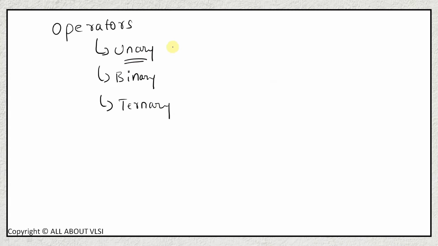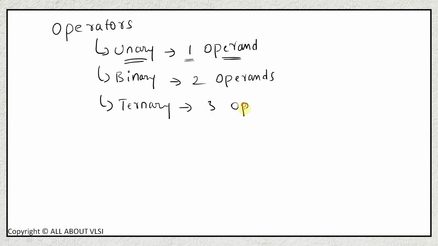Unary operators are the operators which have only one operand. Whereas in the case of binary operators, we have two operands. And in the case of a ternary operator, we have three operands. So these are the different types of operators which we are going to discuss in our sessions.